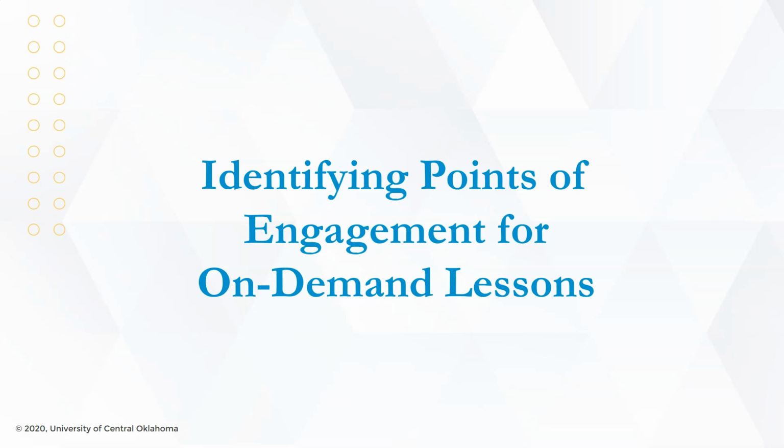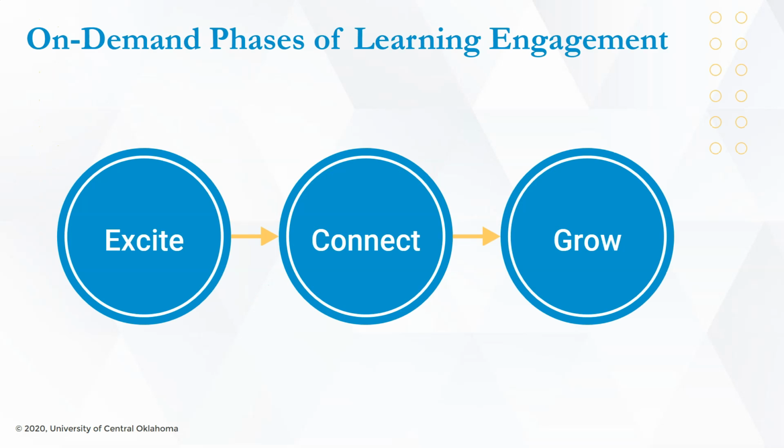In this video, I'm going to talk about identifying points of engagement for on-demand lessons. Now, if you'll recall, we have three phases of learning engagement, and here we're going to talk about this specifically from engagement in on-demand online lessons. So these phases of engagement are: we want to excite learners about what they're learning, we want to connect them to meaningful experiences when they're learning something, and then we want to set them up to grow learning experiences even after the formal experience is completed.